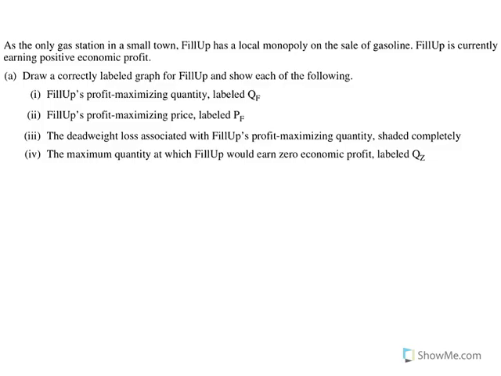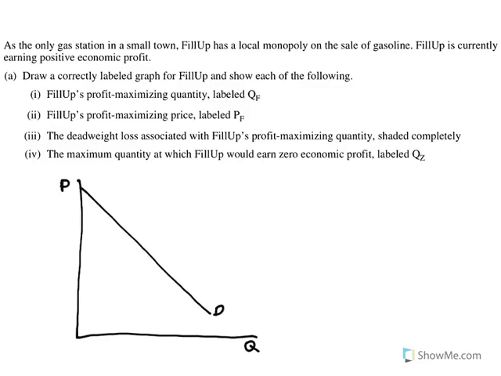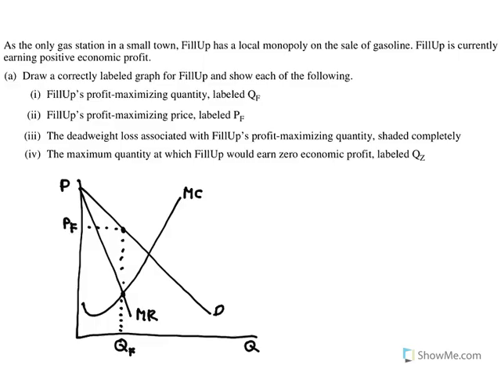For the first part, we have this gas station, Fill-Up, and it's currently earning positive economic profit. We have to show these things on a graph, so let's draw that down here. We've got quantity and price, and then our demand curve and marginal revenue curve. Then we put in marginal cost. It wanted QF for the profit maximizing quantity, and then up to the demand curve to get our profit maximizing price at PF. That takes care of A1 and A2.